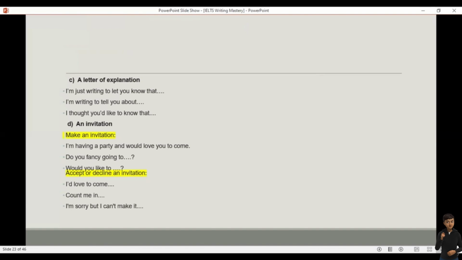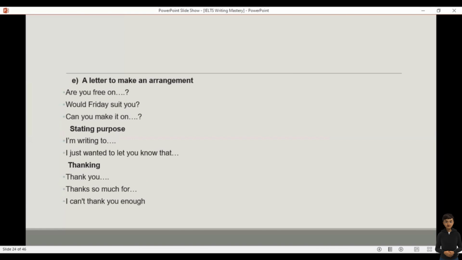Next, we have an invitation letter. To make an invitation: I'm having a party and would love you to come. Do you fancy going to? Would you like to? If you want to accept or decline an invitation: I would love to come. Count me in. I'm sorry, but I can't make it. Next, we have a letter to make an arrangement. Are you free on? Would Friday suit you? Can you make it on?